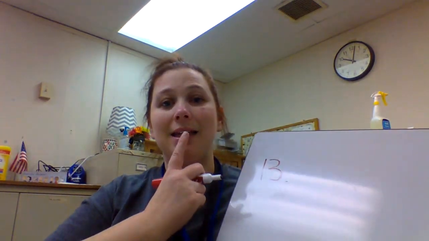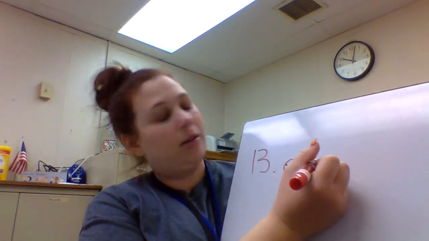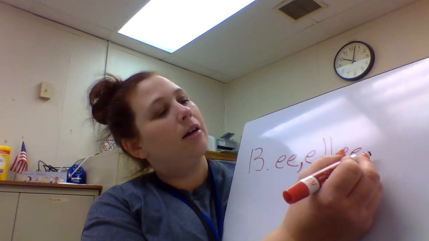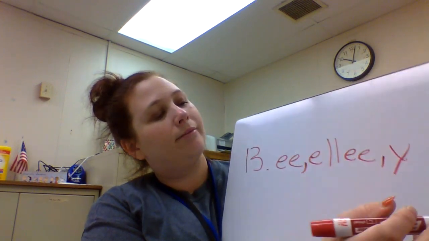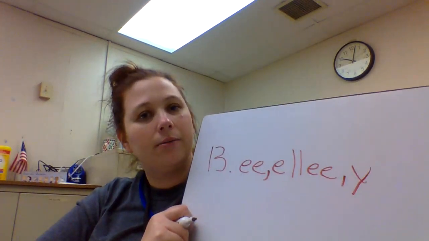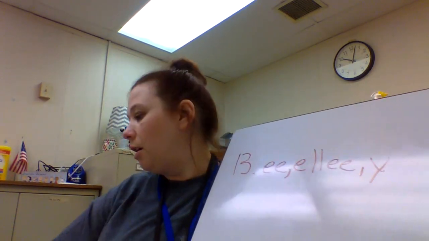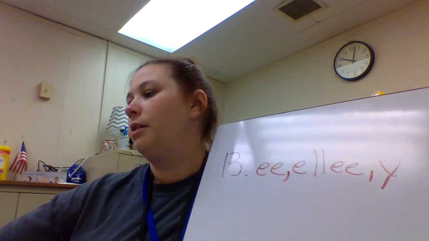Also, on number 13, now when I ask you for things that make the E sound, we have a new way that we can spell the E sound. We have our EE, comma, E. Then as a final sound, we could have EE, comma, Y. Right? Alrighty. So that's going to be what you put down for number 13.